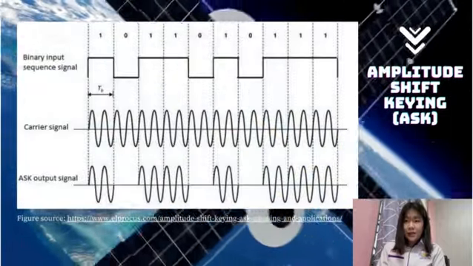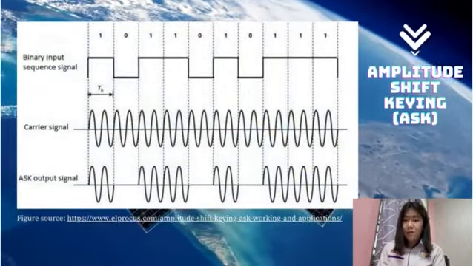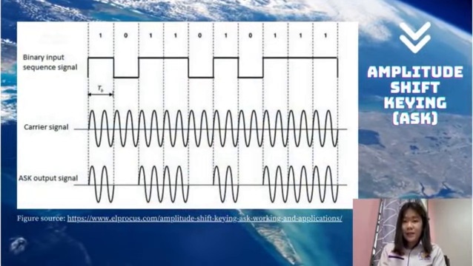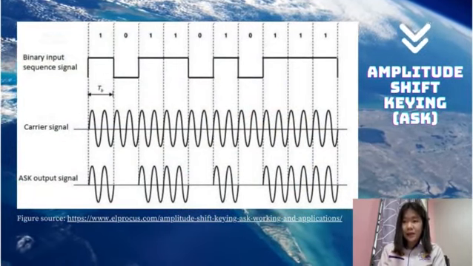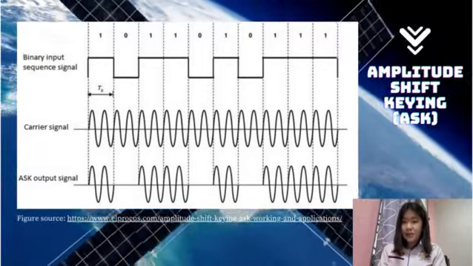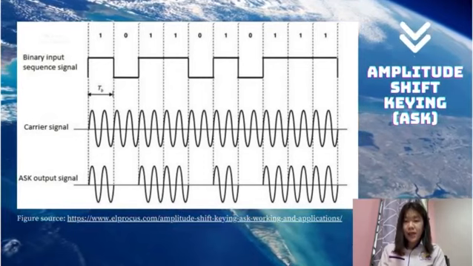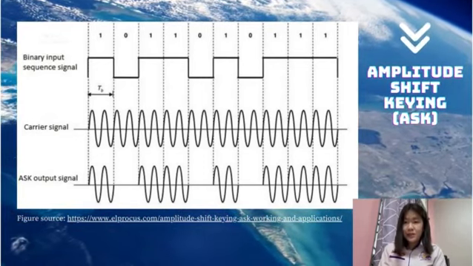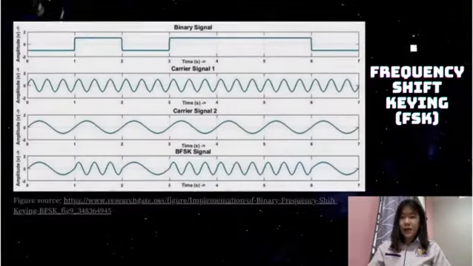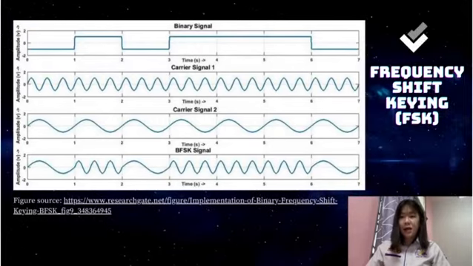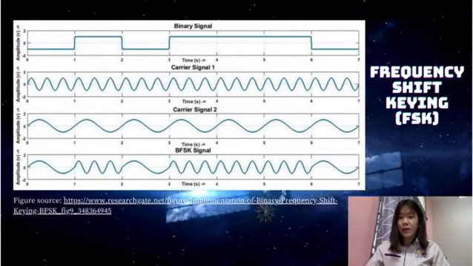This is ASK. We have an input digital signal. After it is multiplied with the high frequency carrier signal, we get the output ASK modulated signal. In ASK, when the message signal is 1, there will be a carrier signal at the output as shown here, and the output will be 0 when the message signal is 0. And this is FSK. Carrier signal 1 is a high frequency carrier signal, and carrier signal 2 is a low frequency carrier signal.